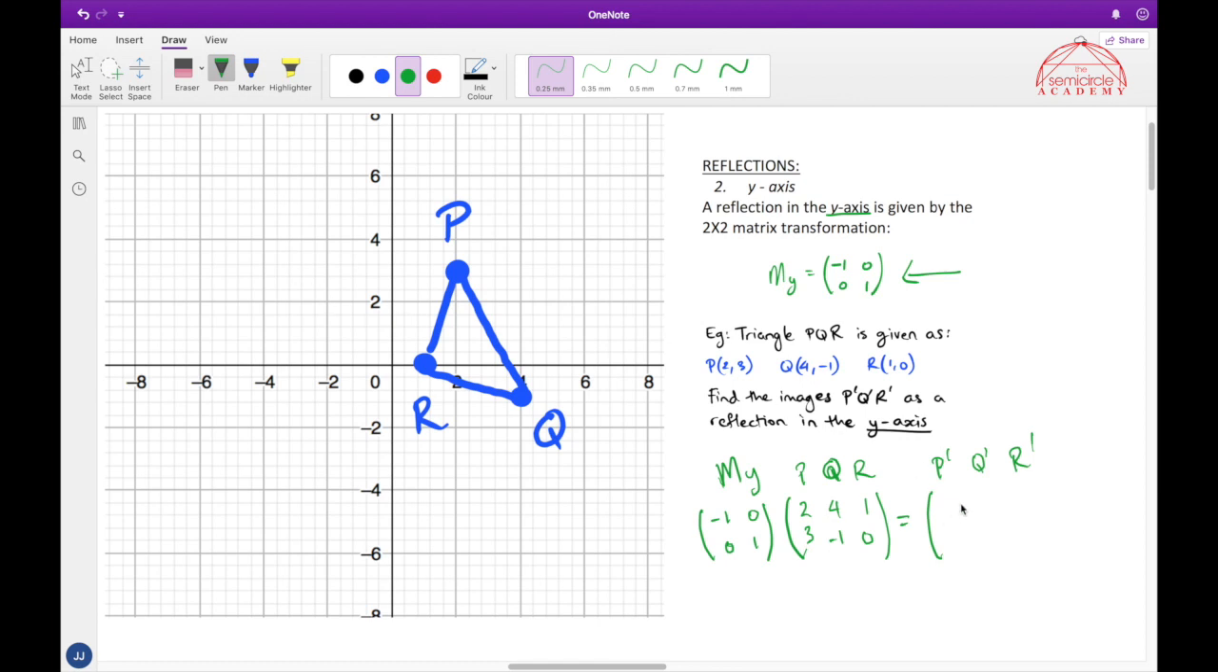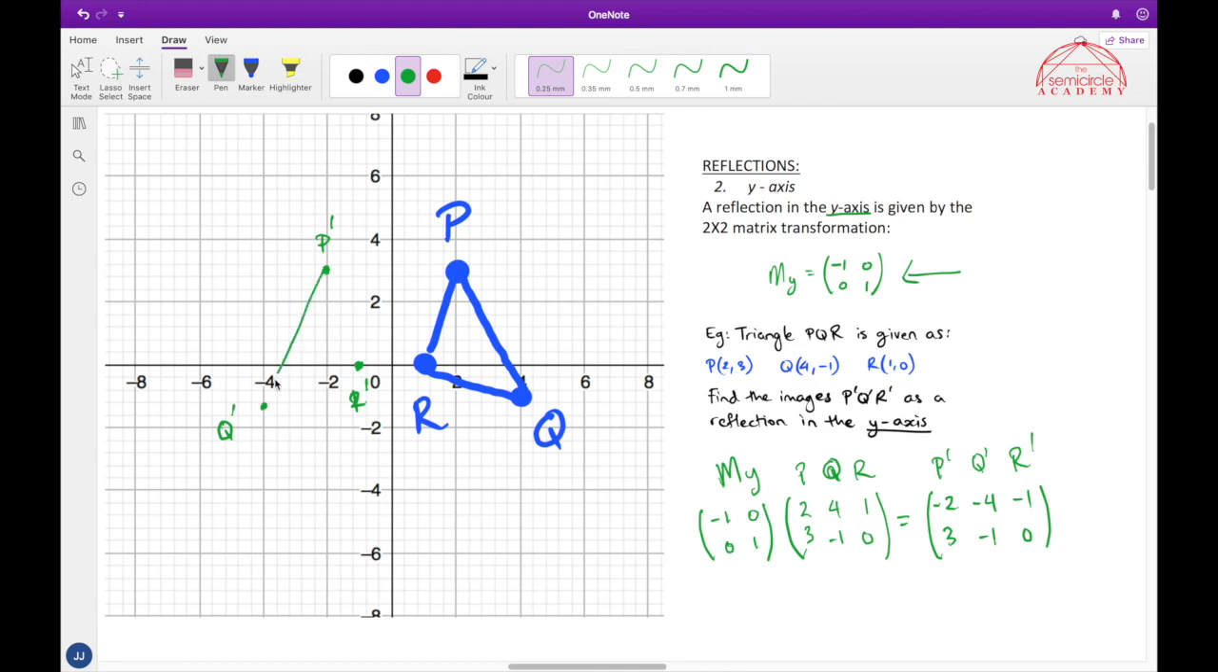Right, so hopefully when you did the matrix multiplication, you were able to get P prime to be negative 2, 3, Q prime to be negative 4, negative 1, and R prime to be negative 1, 0. Now let's plot these points and see how they look in our little sketch. We have P prime to be negative 2 on the x and 3 on the y, which puts it about here. Q prime being negative 4 on the x and negative 1 on the y puts it about here. And R prime to be negative 1 on the x and 0 on the y puts it about here.